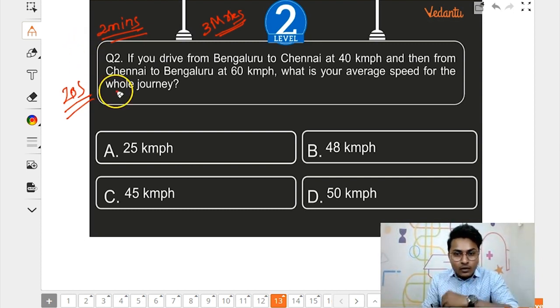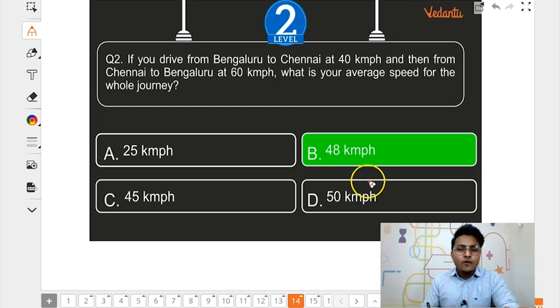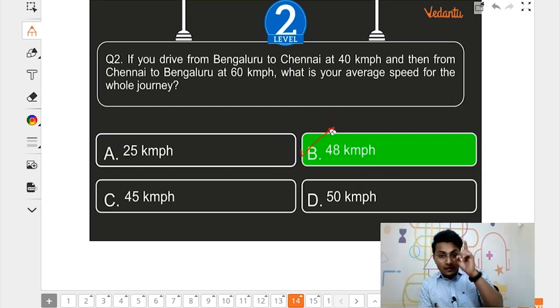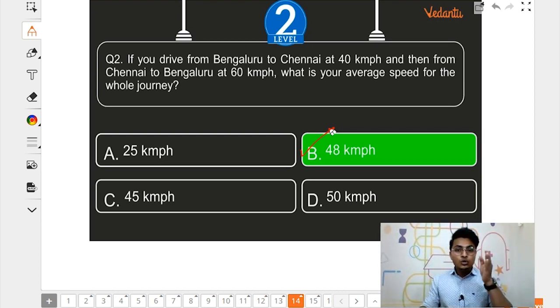So let's check out what is the answer for this question. And it comes out to be 48 kmph. And I could see many of you guys giving me the option as option B. So you all deserve a clap. Good job. Well done. Great work. So let's try to find it out. How do we get option B, 48 kmph as the answer?